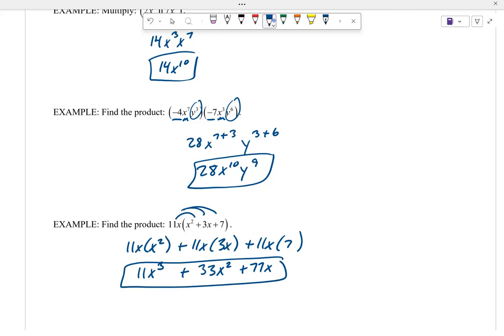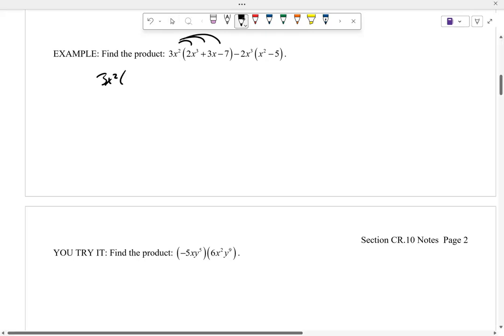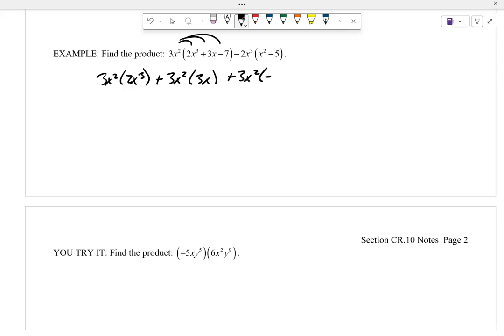Make sure there's no terms to combine. Doesn't look like we have any like terms there, so we're going to leave it alone. Go ahead and use that distributive property again, and we'll have you guys pause the video and try that last one there. So we got 3x squared times 2x to the third. I got a 3x squared times that 3x. I got a 3x squared times that negative 7.